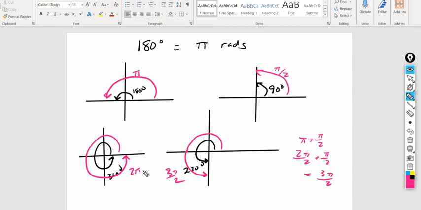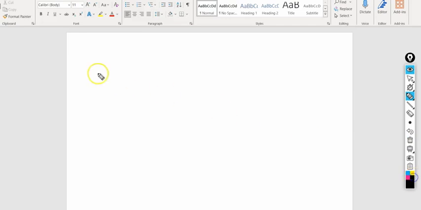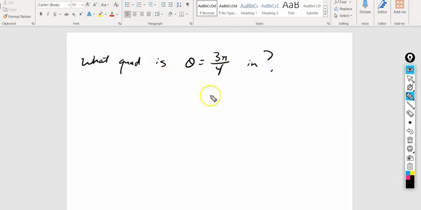Okay. So if you're asked what quadrant is the angle 3 pi over 4 in, well, that's a positive angle. And what do we know about 3 pi over 4? What do we know about 3/4? 3/4 is between a half and 1. And so now I can just stick a pi in there.